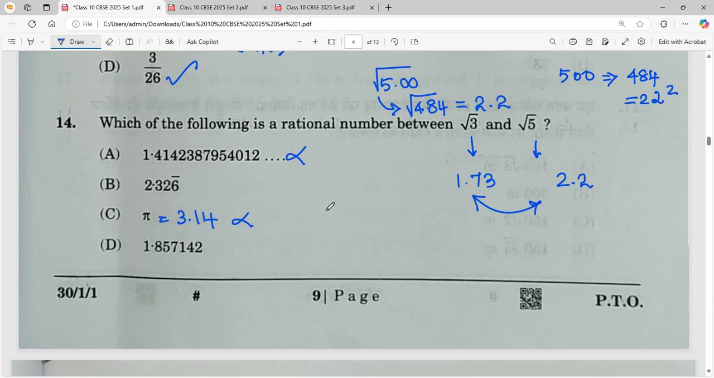So it cannot be option A, it cannot be option C, it cannot be option B either, because 2.3, the square of 2.3 becomes 5.29. We're looking for a number under root 5. So it cannot be option B. We have eliminated 3 options. The correct option left is option D.